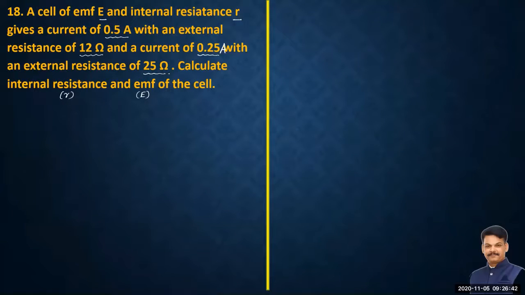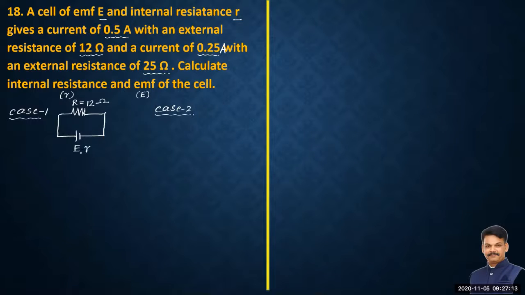Is it clear? See, there are two cases. I want to consider two cases separately, case 1 and case 2. See, what is happening in case 1? In case 1, the battery is connected to an external resistor of 12 ohm, R is equal to 12 ohm. When a battery of EMF E and internal resistance r is connected, the current flowing is 0.5 ampere. I is 0.5 ampere.